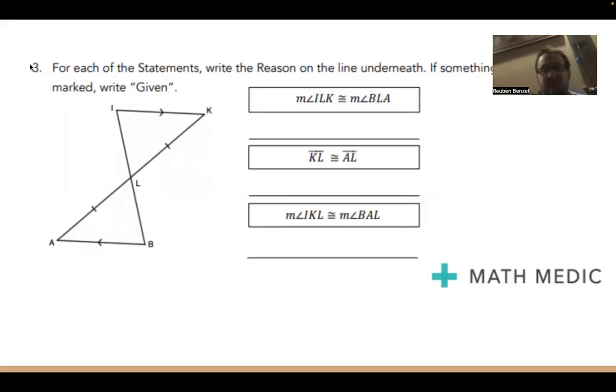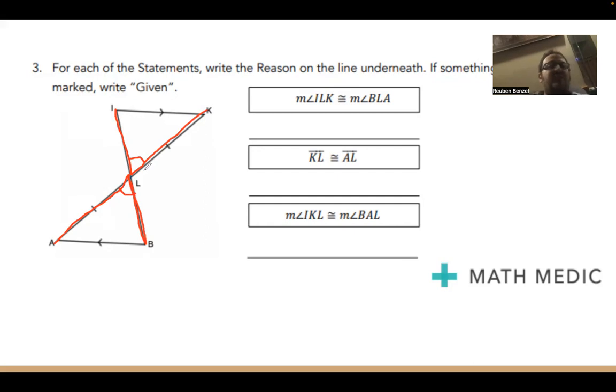All right, and then last but not least is number 3. This introduces us to proof-level thinking a little bit. I am going to use my markers again to show us here. First it says that angle ILK is congruent to angle BLK. And remember, when we name our angles, we're just connecting the dots.